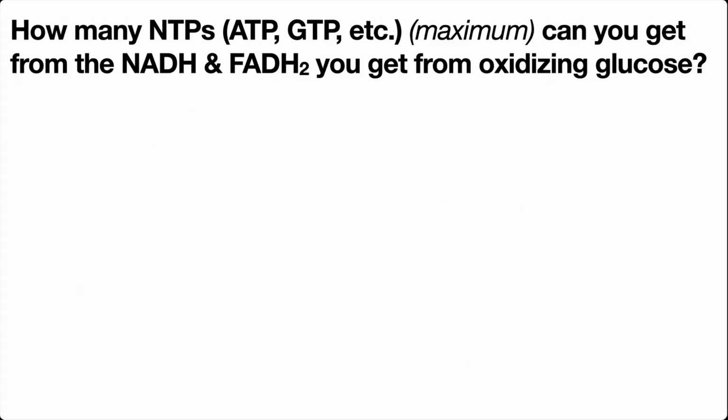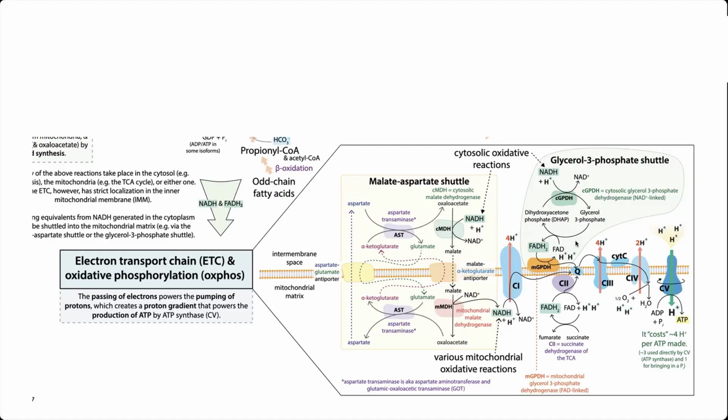Okay, so now let's think about what we can do with those electron carriers. Remember, we're passing the electrons from our fuels, from that glucose, onto those electron carriers. And so the electron carriers can take them through the electron transport chain, use the energy from the electron pass-offs, those favorable redox reactions, to power the pumping of protons to make a proton gradient that can be used to drive the generation of ATP.